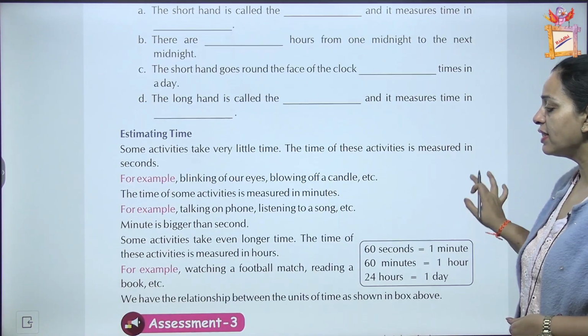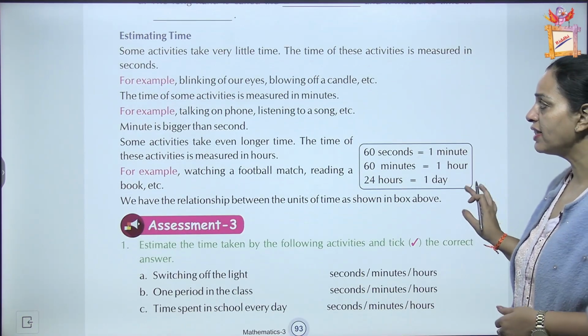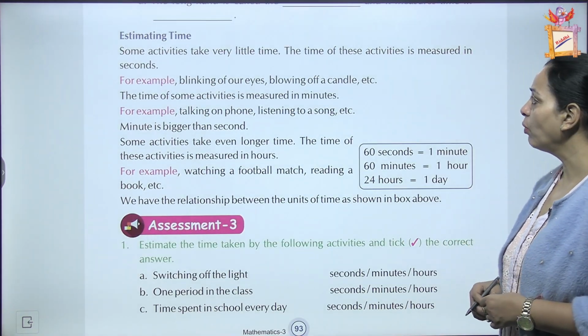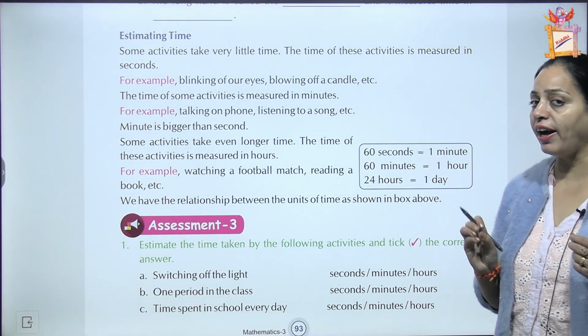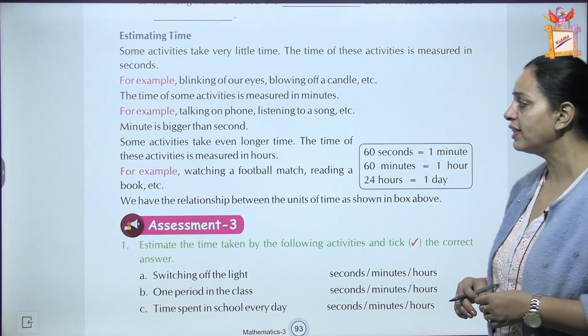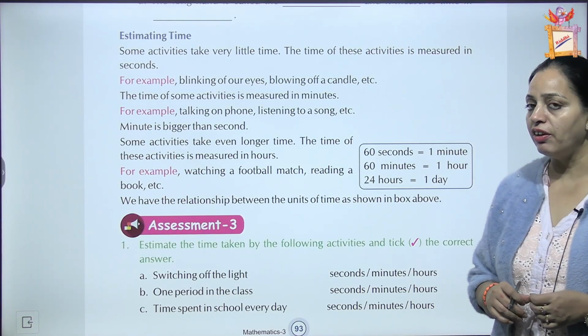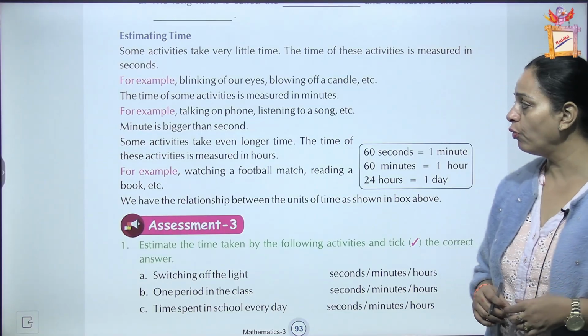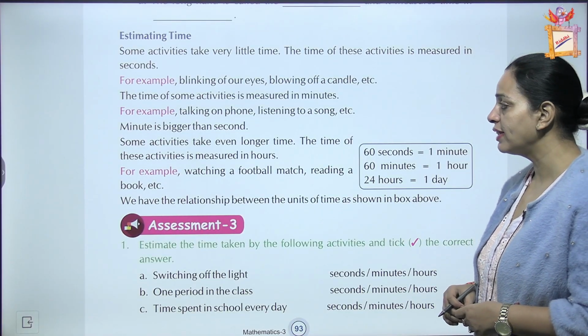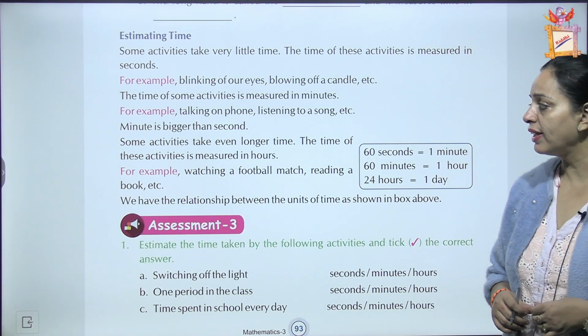Now, estimating time. Some activities take very little time. The time of these activities is measured in seconds, for example, blinking of our eyes, blowing out a candle, etc. The time of some activities is measured in minutes, for example, talking on the phone, listening to a song, etc. A minute is bigger than a second.